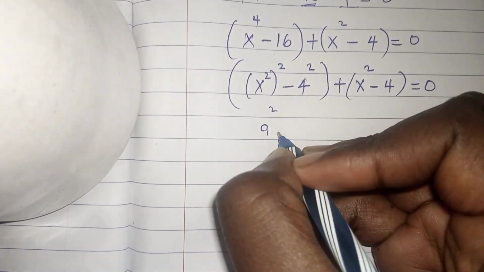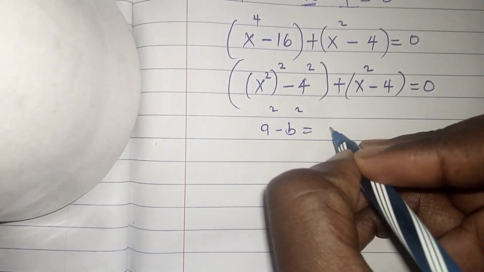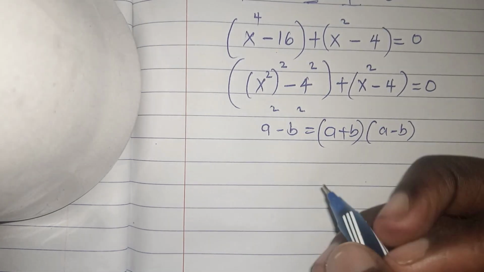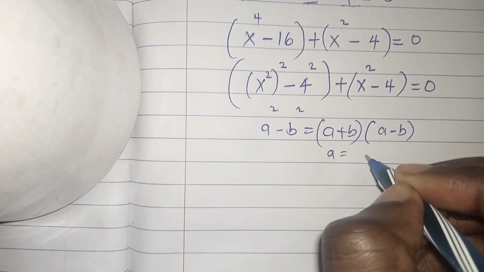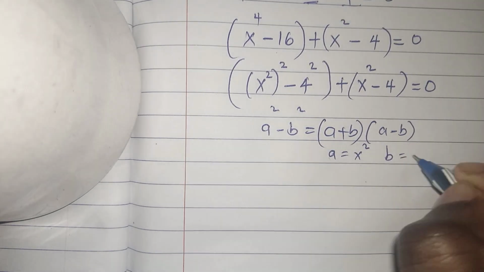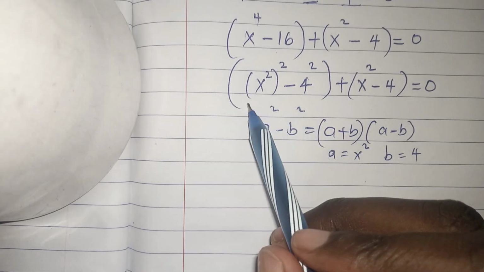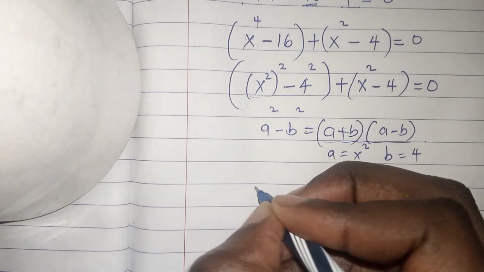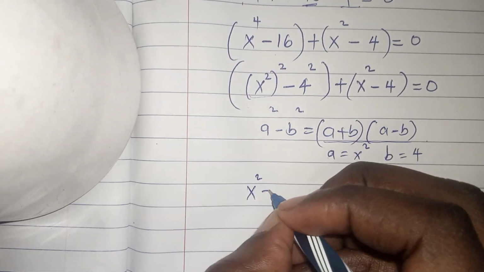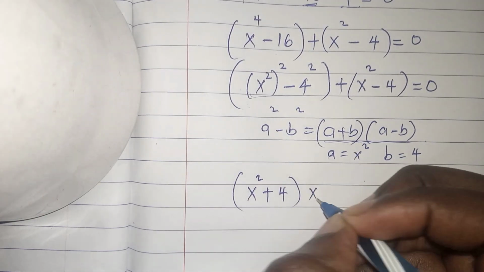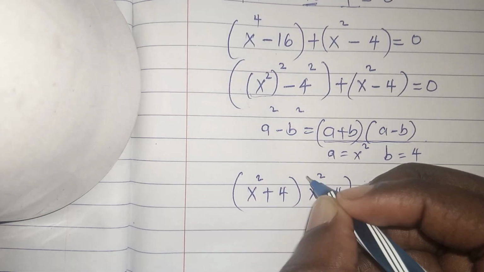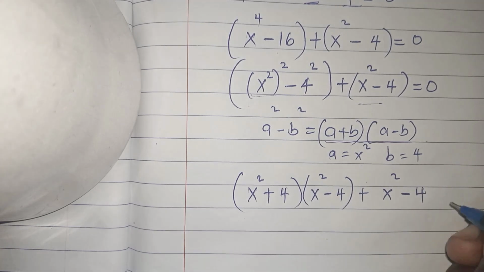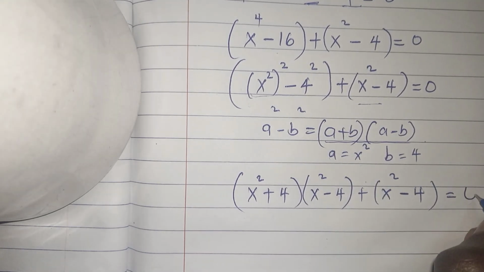If you have a squared minus b squared is equal to a plus b, bracket, a minus b, bracket. Therefore, our a is equal to x squared, b is equal to 4. For this case here, we are going to express this into this form. So this will be x squared plus 4 into brackets x squared minus 4 brackets plus this here x squared minus 4 brackets is equal to 0.